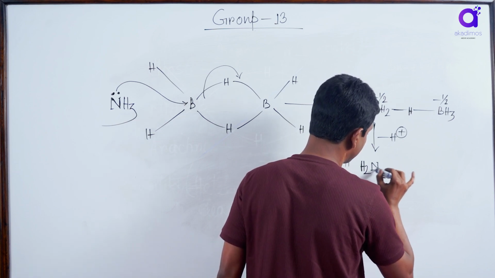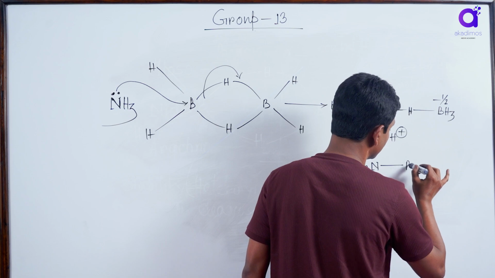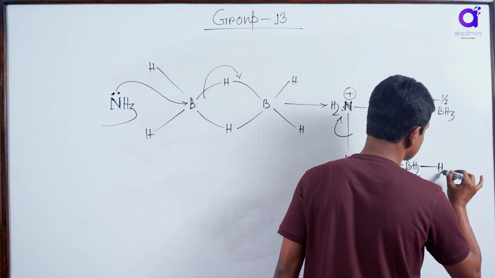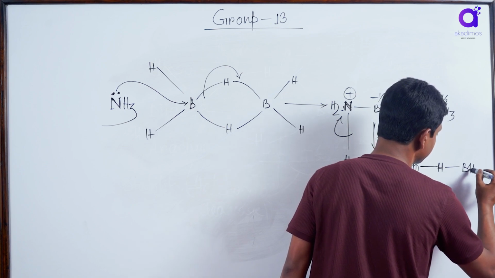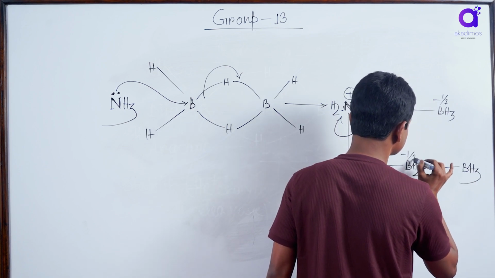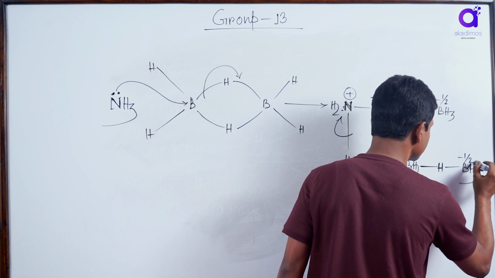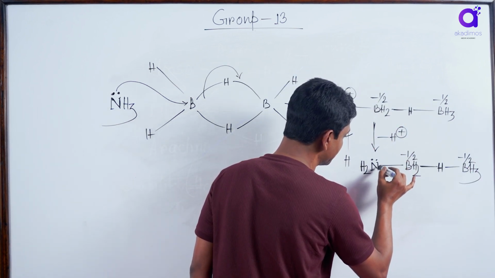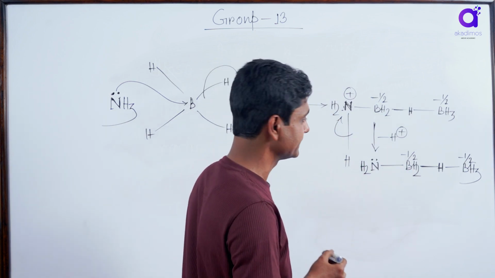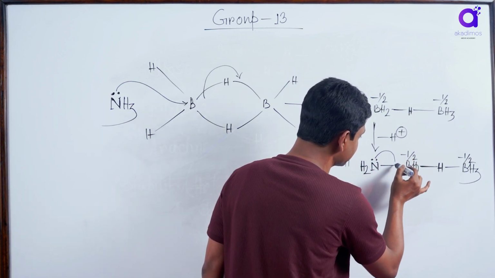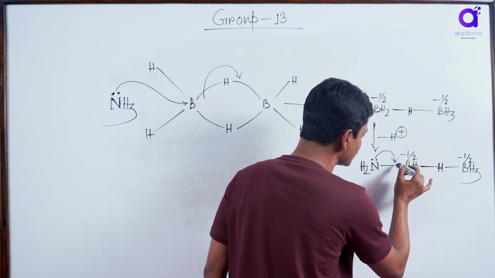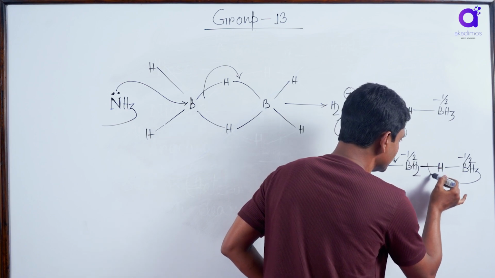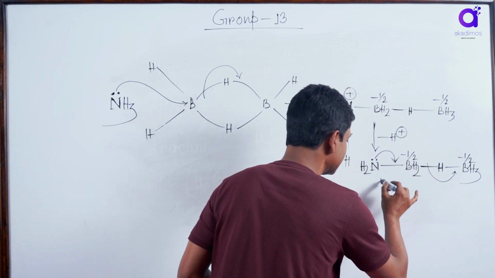H2N single bond BH2H single bond BH3. Here you will get minus, exactly not an equal distribution but minus. Now this nitrogen again becomes a base, you will get a lone pair on nitrogen. Now further it will attack, that means two times consecutive attack on the same boron. First time here, second time here. Then it will break. See what you will get?